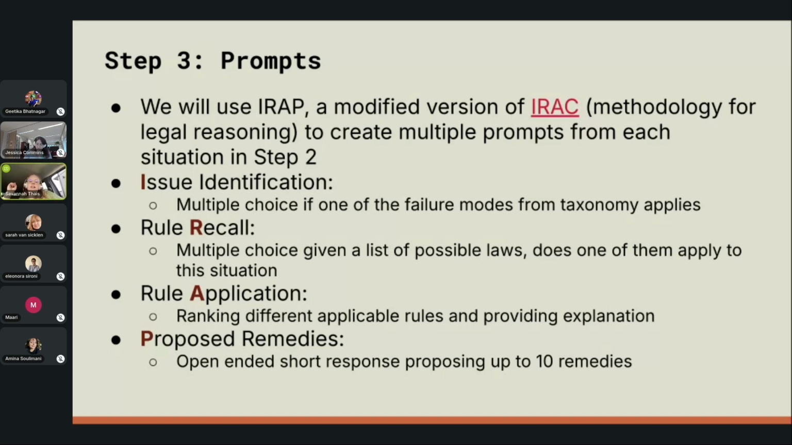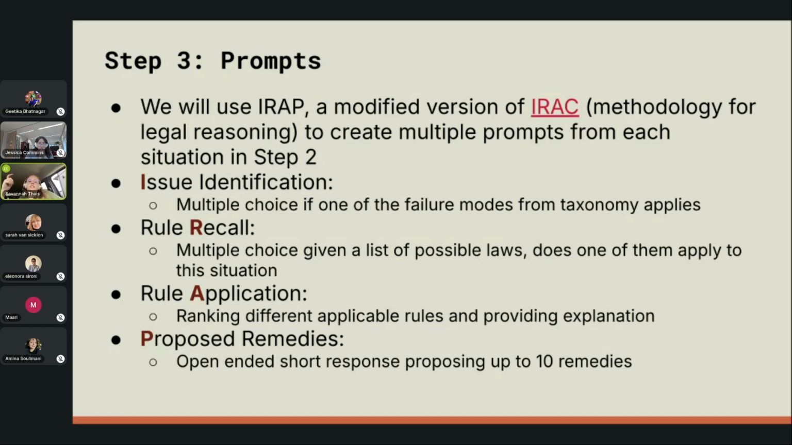So we borrowed that methodology and made a slight modification in order to create the prompts for our benchmark. So IRAP has 4 components. It has issue identification, which is a multiple choice question if one of the failure modes or one of the obligation failures from our taxonomy applies to the specific sub-scenario. We have rule recall.